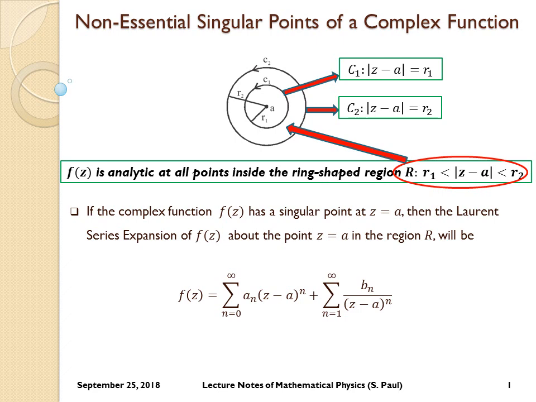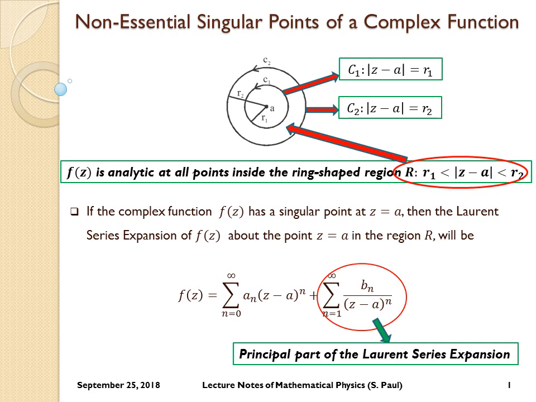And since the complex function f of z is analytic at all points inside the ring-shaped region, that means this Laurent series expansion will converge for all points inside the ring-shaped region as shown in the figure. In the Laurent series expansion, the second part, which contains negative integer powers of z minus a, is known as the principal part of the Laurent series expansion, and this principal part decides the nature of singularity of z equal to a for the given complex function f of z.